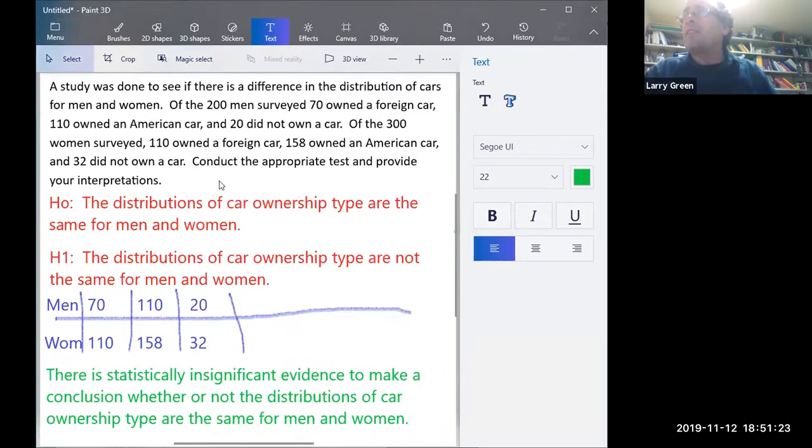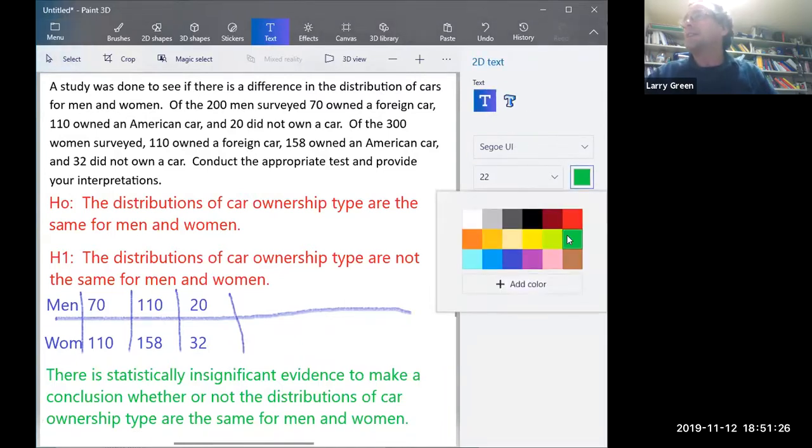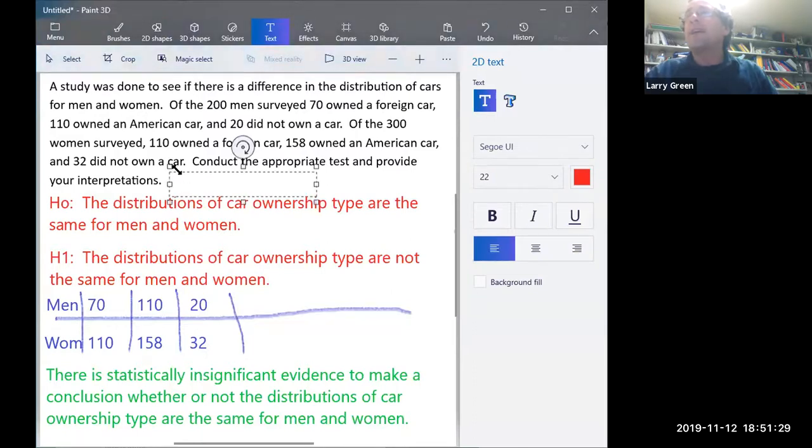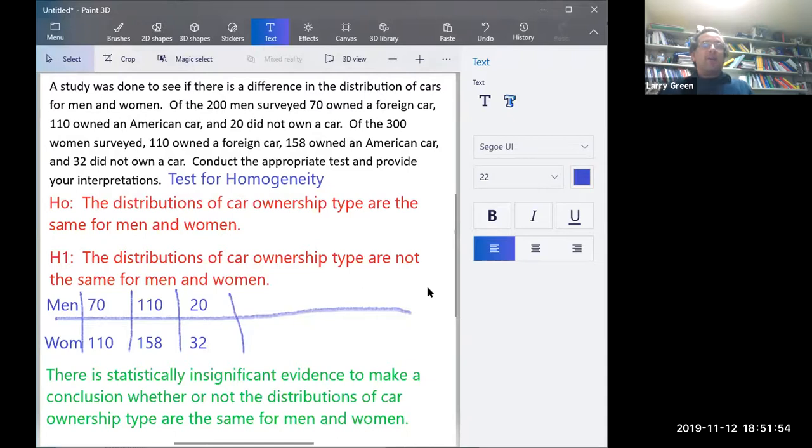I want to mention one more thing that's really important, and I didn't mention at the very beginning, I should have, is the name of the test we're using is called a test for homogeneity. I should change the color because it's blending in too badly. There we go. So it's called a test for homogeneity, whereas the other was a goodness of fit test. And they're different, and I do ask you for the type of test, and you have to write down what you're using. Any questions at all so far on these tests?